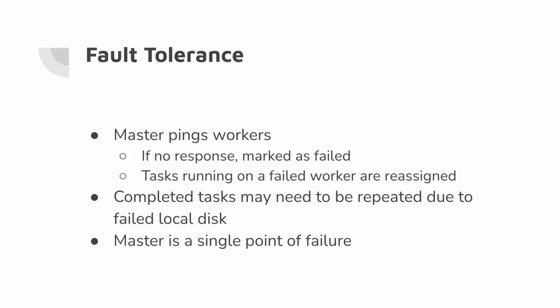Even completed map tasks may have to be repeated because their intermediate output is stored on a failed worker's local disk. Completed reduce tasks normally do not need to be repeated because their results are stored in the global file system. To prevent incomplete or duplicate output, tasks initially write to temporary files. A completed reduce task automatically renames its temporary file to the final file name.